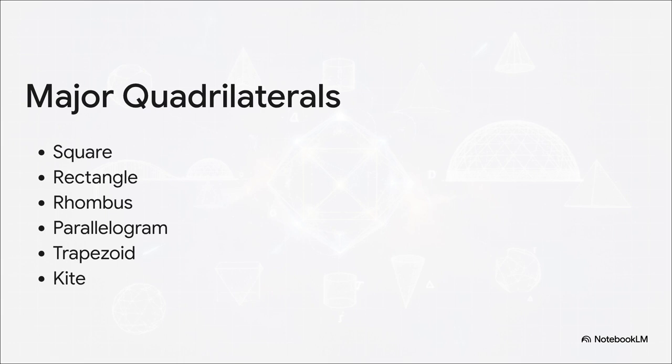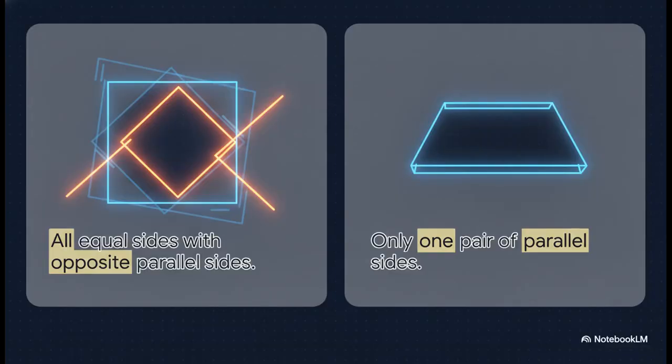Do they have equal sides? Do they have parallel sides? And do they have right angles? How a shape answers those 3 specific questions completely determines its identity. Let's contrast 2 that often get mixed up in the geometric lineup.